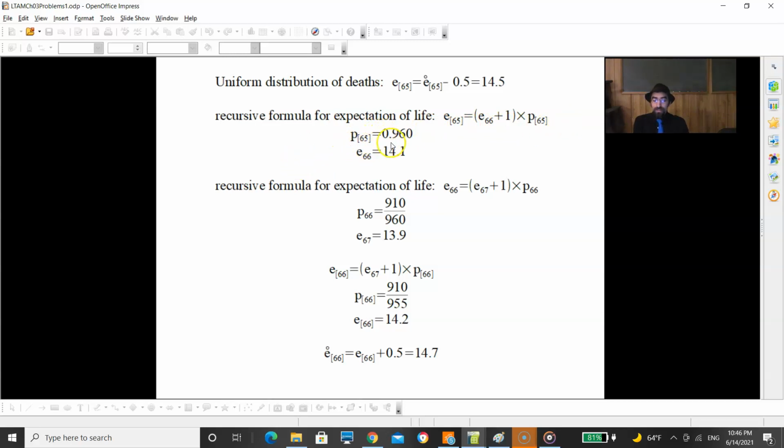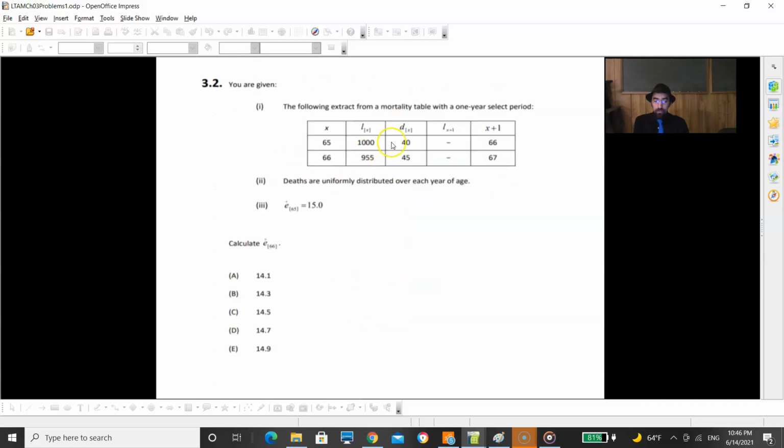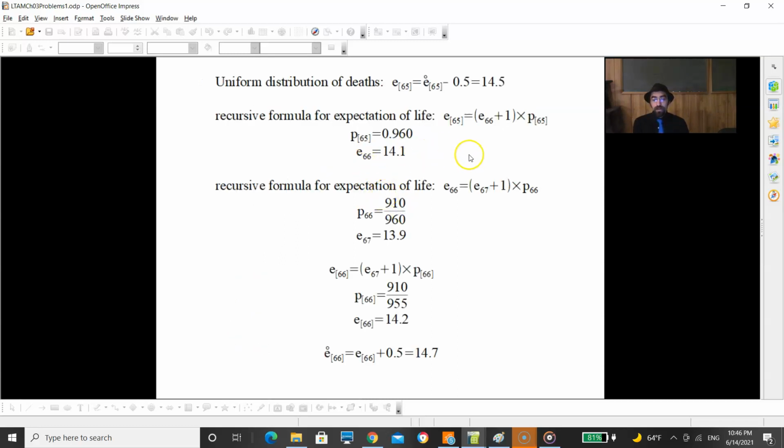You'll notice P selected at 65 was 0.96, because if you started with 1,000 and 40 died, don't look at this 955. That's not the same cohort. This is not the same cohort that was selected at age 65. You look at this 40, you realize that you had 960 survivors, 1,000 minus 40. And so 960 divided by 1,000 is 0.96. Plug that in to the recursive formula, and you get E66.